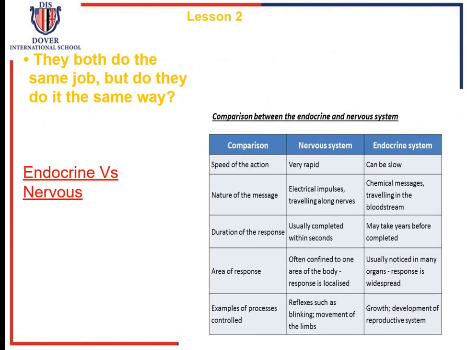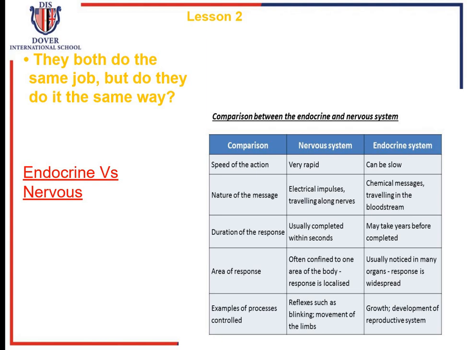I can find here that the speed of action of the nervous system is very rapid, but the endocrine system can be slow. The messages in the nervous system are electric impulses, while the messages in the endocrine system are chemical messengers, which are the hormones that will travel in the bloodstream. So this is the nature of messages. The duration of the response, nervous system will respond very quickly within seconds, while the endocrine system takes a longer period of time. It may take years before completed.